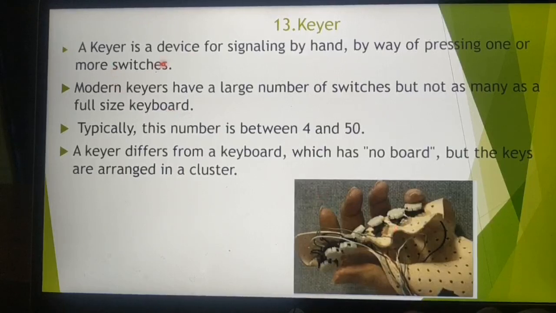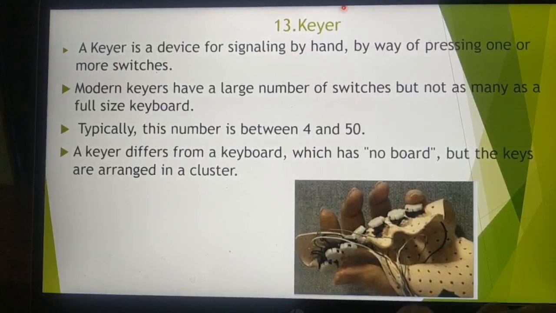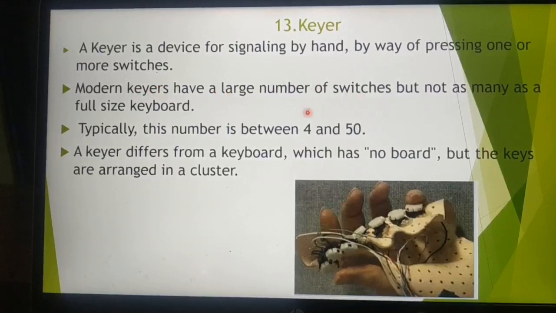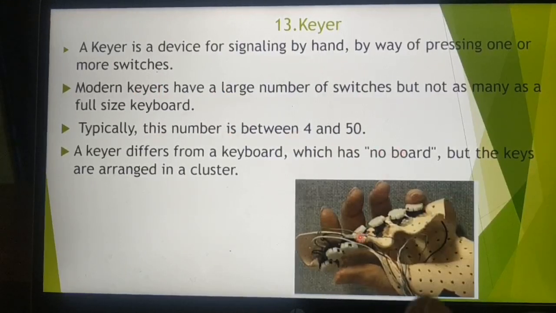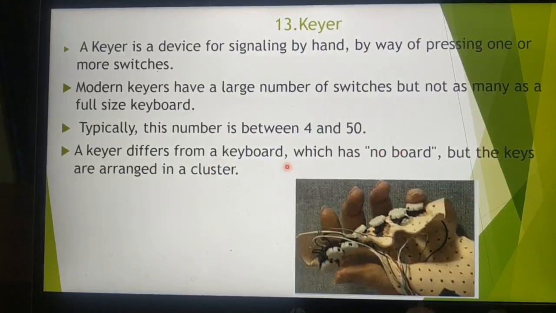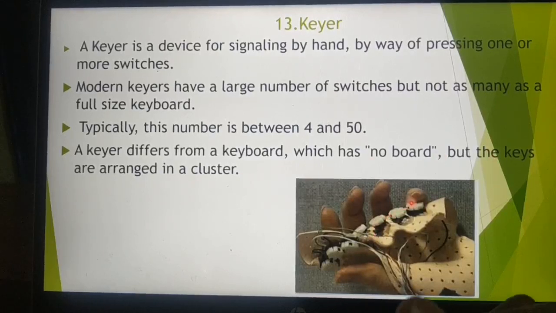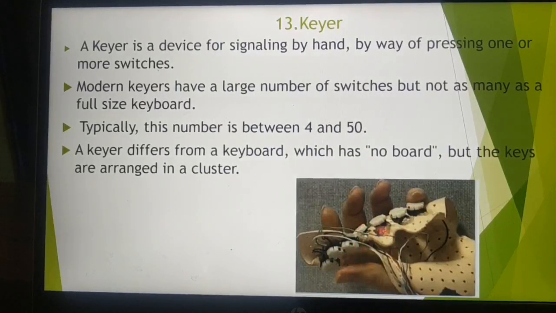Here is a device for signaling by hand by way of pressing one or more switches. Modern keyboards have a large number of switches, but not as many as today's keyboard size. Typically, between 4 to 50 keys are available here. This differs from a regular keyboard, as there is no board, but the keys are arranged in a cluster format based on typing of information. This is the image for a keyboard, a very important input device in today's technology.